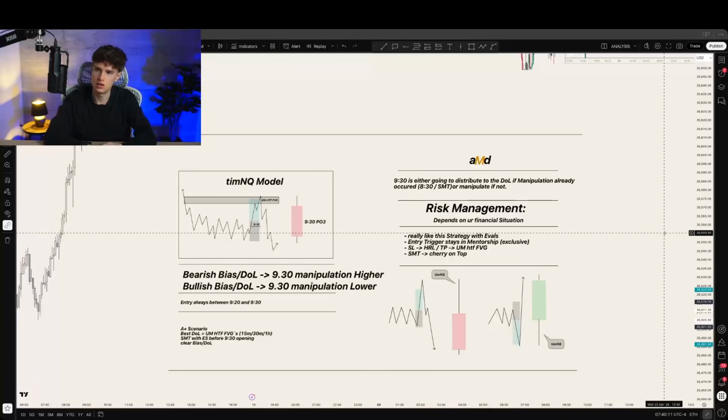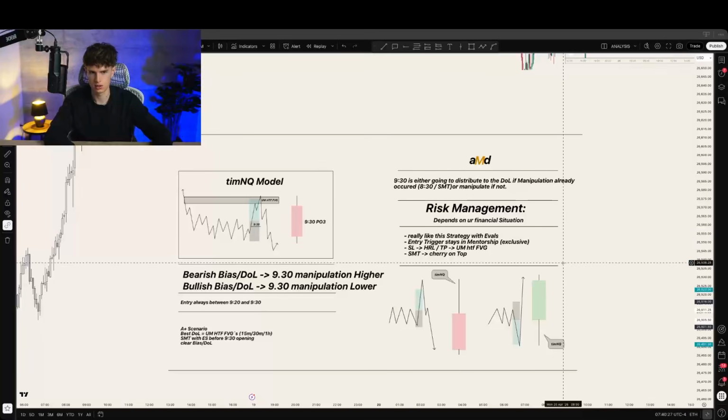I do not need an SMT for trading the strategy, but it's just another confluence for me that is just a better version of the model, okay? So it's basically the A+ version of the timNQ model if we have an SMT with the model, okay?